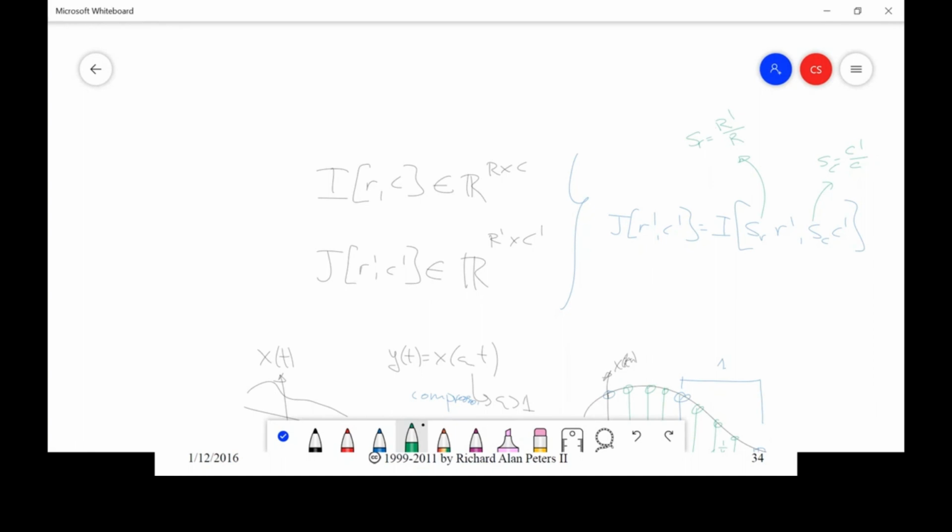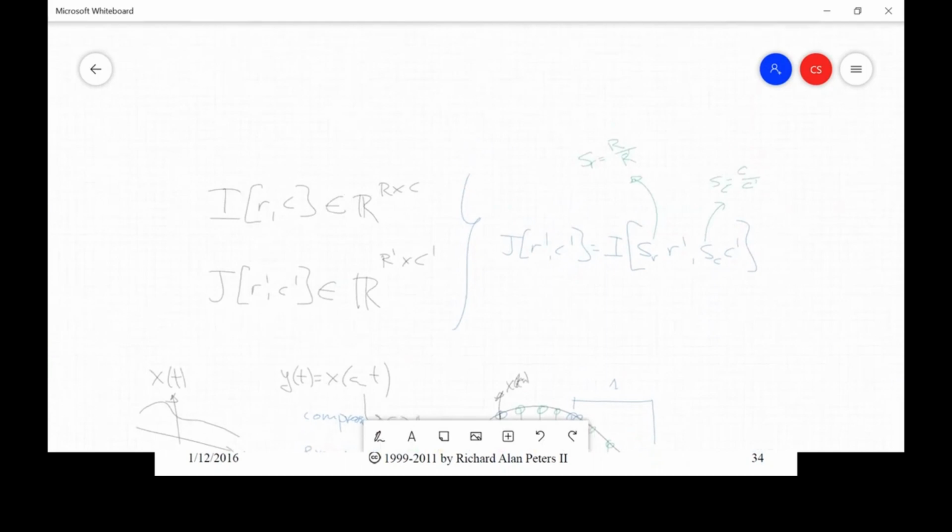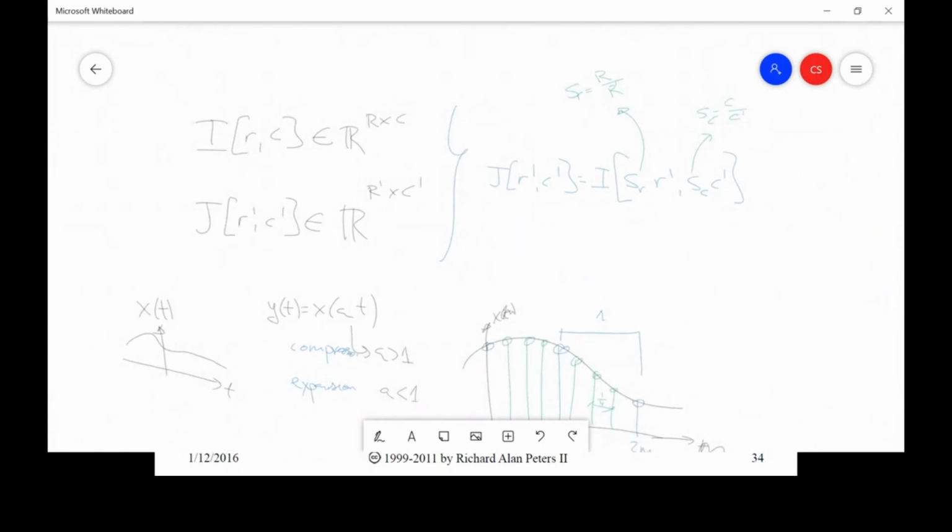So now, let's see how they work. Okay, so let's say that I'm reducing my image. Then R prime will be smaller than R, and this ratio will be larger than 1. If it is larger than 1, it's a compression. It goes in the right way. Let's say that I'm enlarging the image. Then R prime will be larger than R. So this ratio will be smaller than 1. If it is smaller than 1, it is an expansion. So it goes in the right direction.